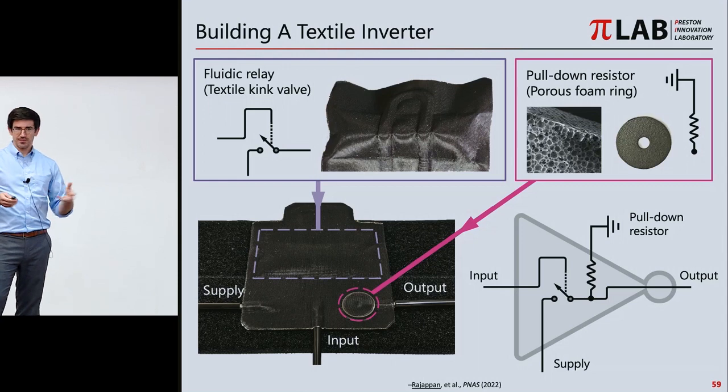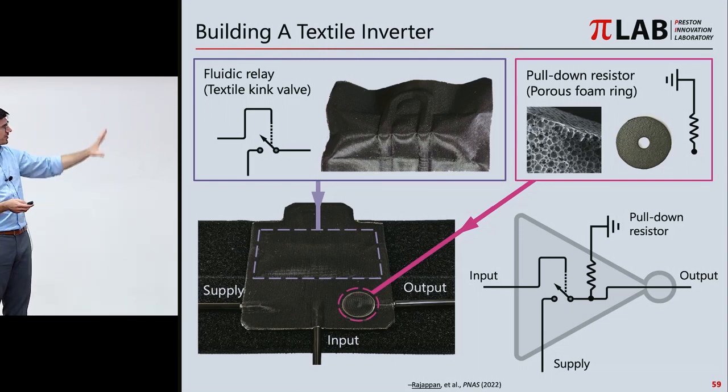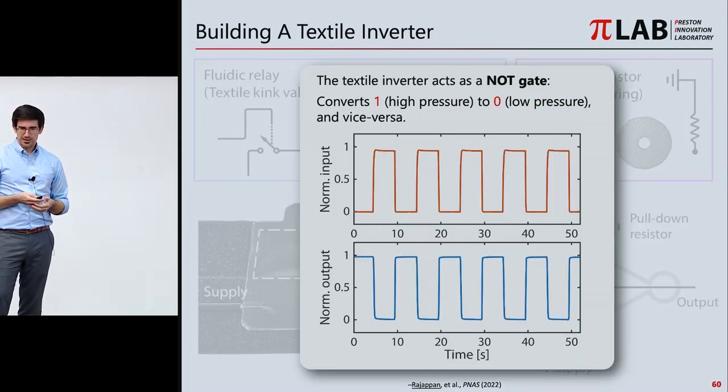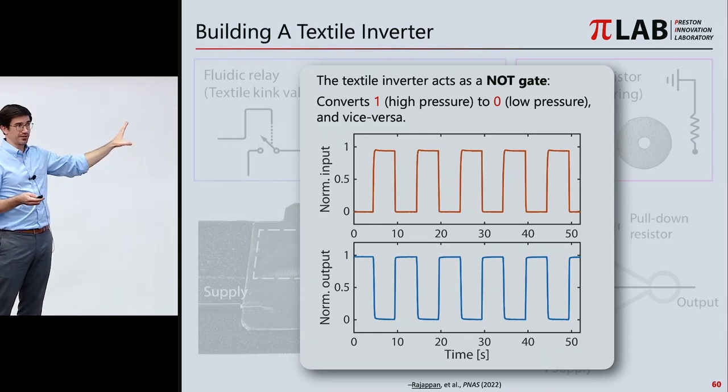But now I want to circle back and sort of close the loop with the full digital logic. And so this will be the last part of the talk, where we combine the fluidic resistor with the kink valve that we've already discussed in this 2D architecture, and we look at digital logic. So I'll just jump right into some experimental results for the inverter.